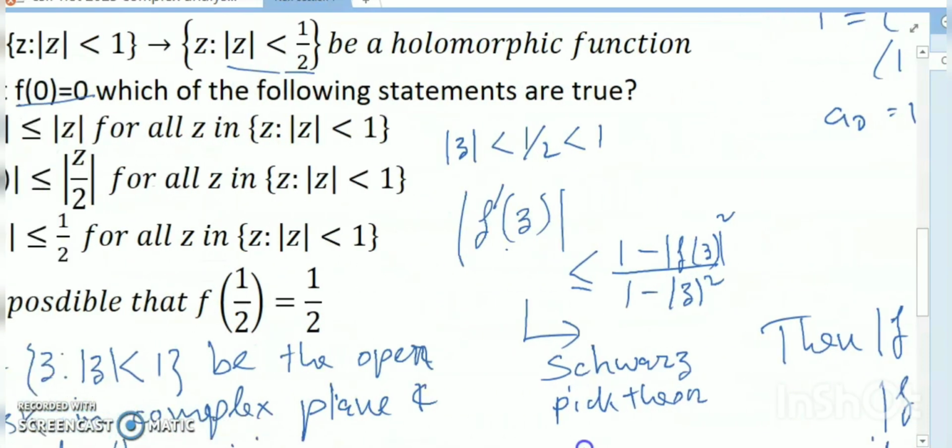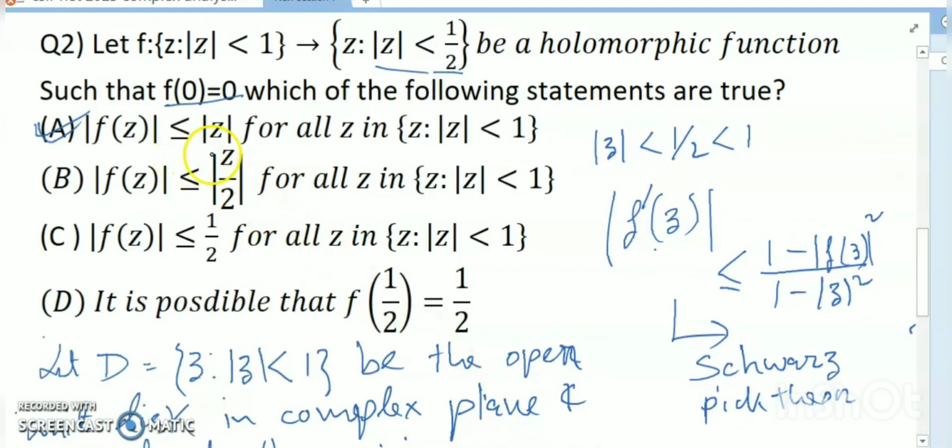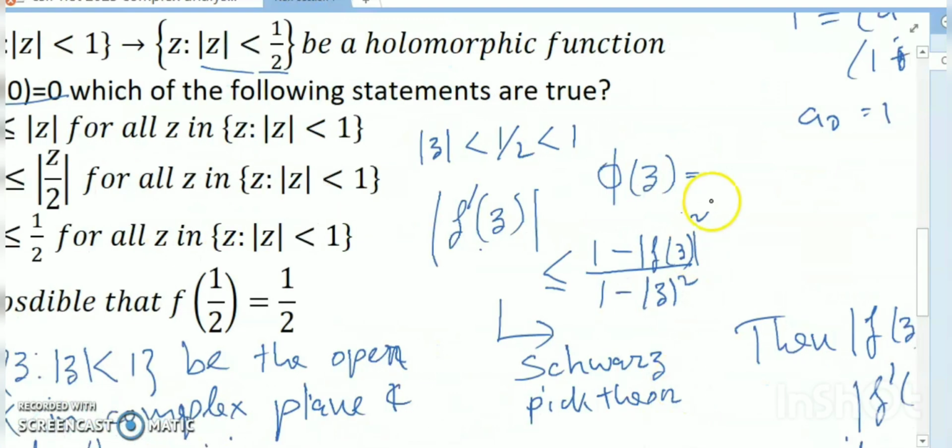Now my question is: is it correct that mod of f(z) is less than or equal to mod of z by 2? Let us take phi(z) equals 2 f(z).